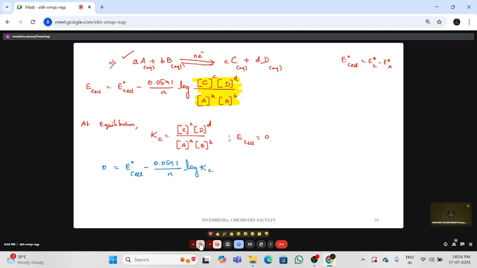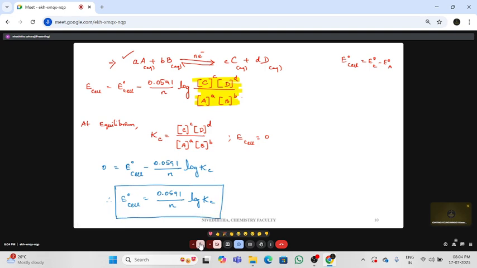So I'm going to bring this E naught cell to the left, so we'll have minus E naught cell. Minus minus will get cancelled out. So what will be the final formula? E naught cell is equal to 0.0591 divided by n log Kc. This is the relationship between the equilibrium constant and E naught cell.